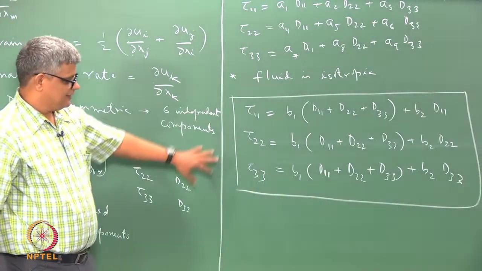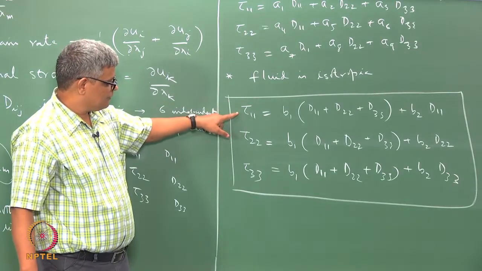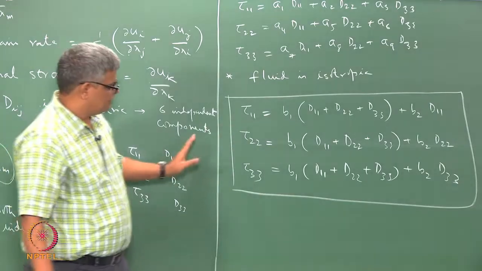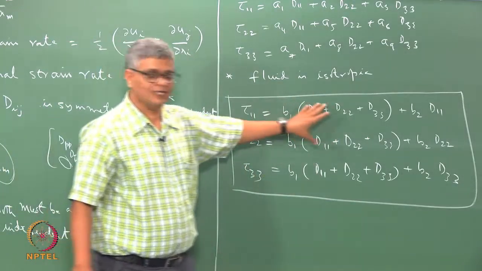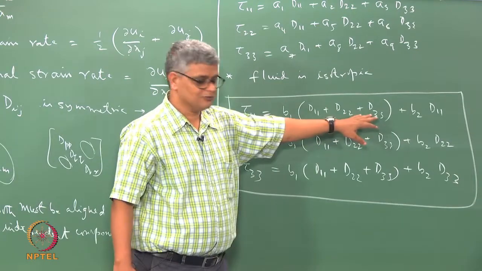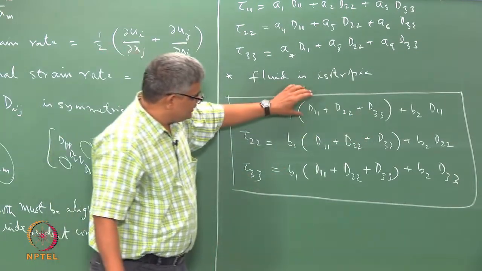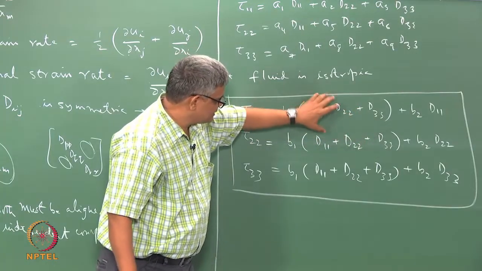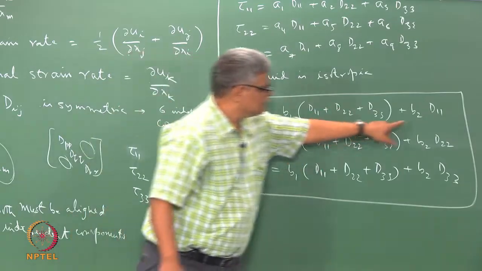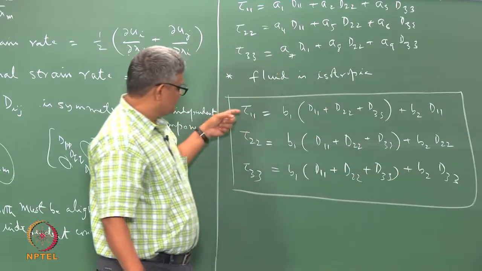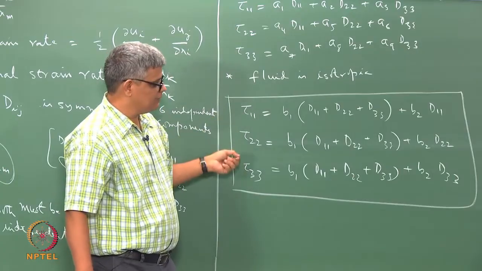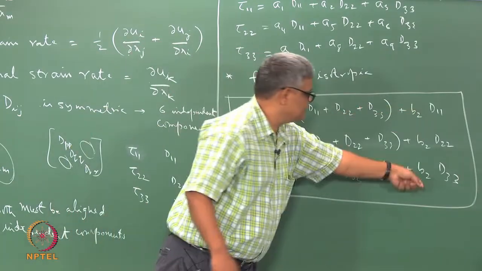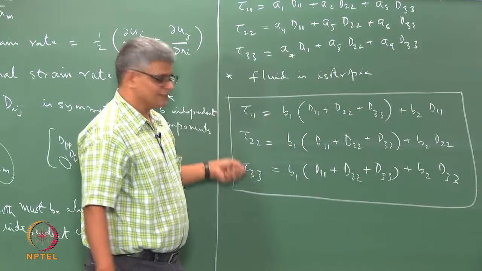In this relation, it is possible for tau 11, tau 22 and tau 33 to be different, because although they are related to the same set of variables on the right hand side, D11, D22, D33, even though for a given set of values this contribution is the same, there is also a contribution coming from this. So these three stresses will be equal only if these three are equal. If these three are different, then you can have different stresses.